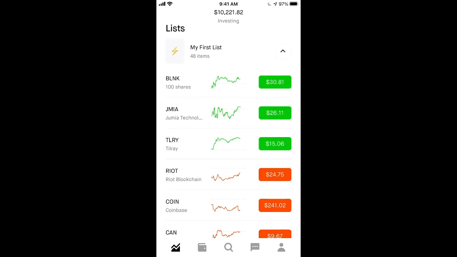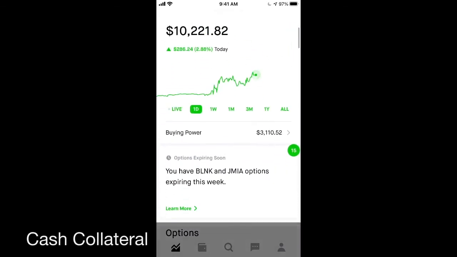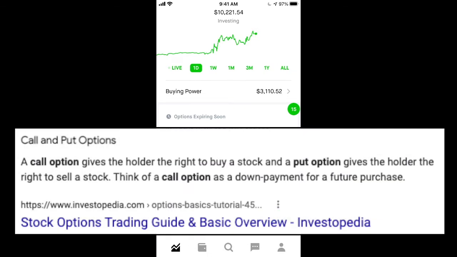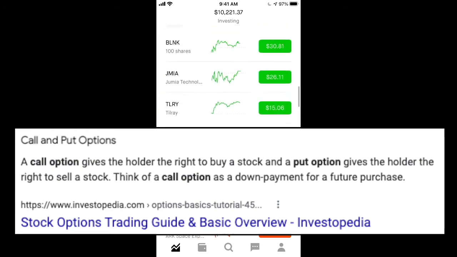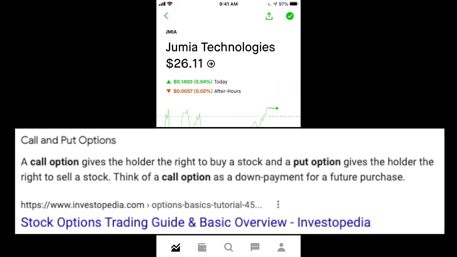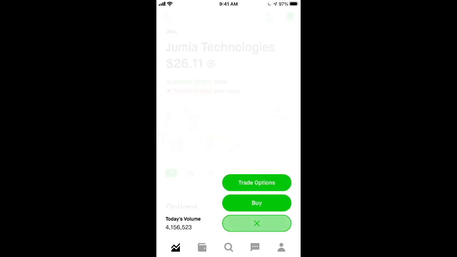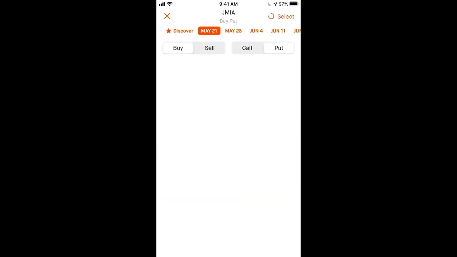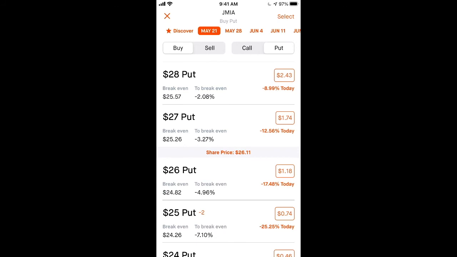First, you want to make sure you have a little bit of money in the buying power. That is where you get money to buy options or sell options. So let's go to Jumia, and then we go to trade options. This comes up. The first thing you need to do, at the very top here, is click on the dates, because you need to check the dates that your options will expire.